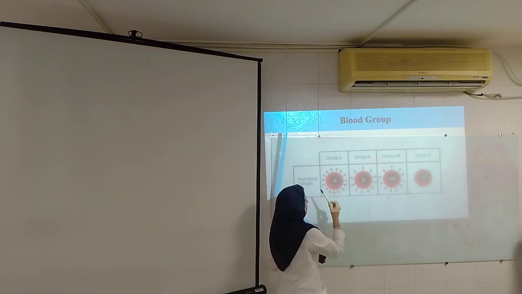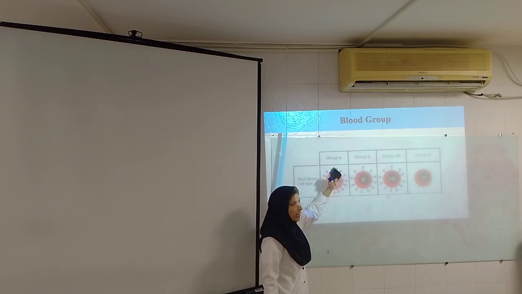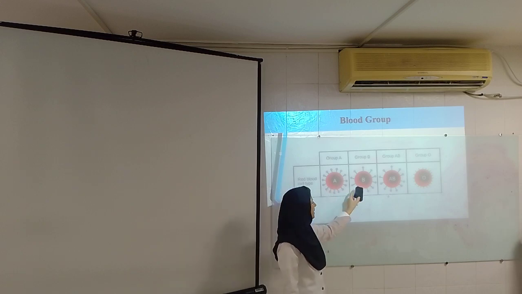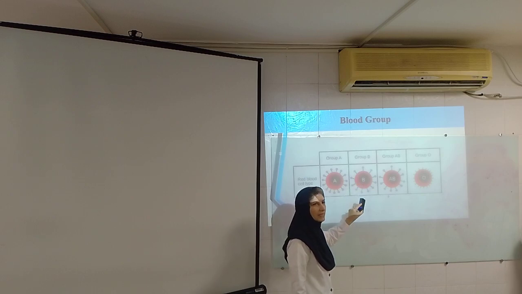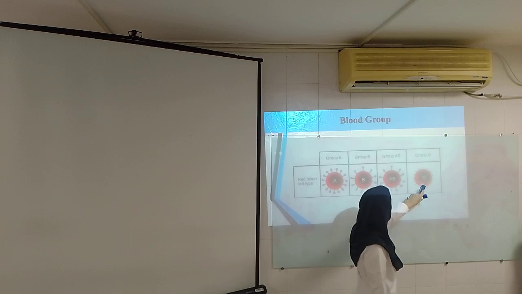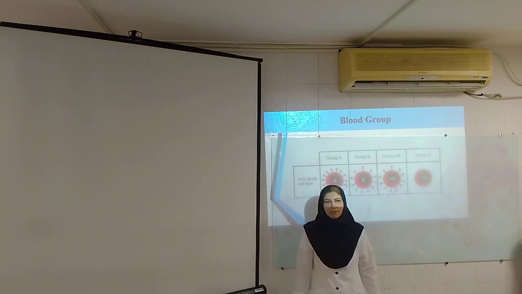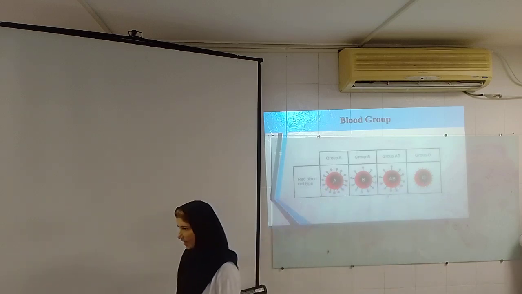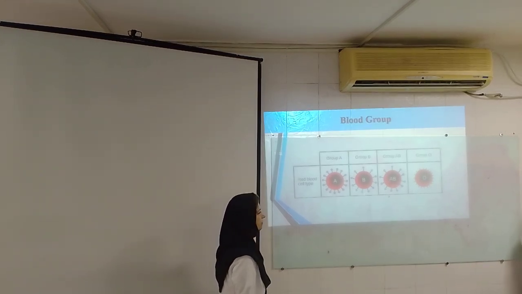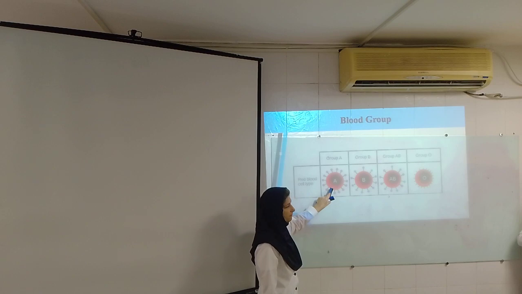For example, when we are in group A, we have the antigens A on the surface of RBC, and we have anti-A in the plasma. When we are B, we have anti-B. When we are AB, we don't have any antibody. When we are O, we have both of that. Is it correct? Yes, please. Antigen, not antibody. Okay, what is the B? In group A, antigen A, but anti-B. Yes.